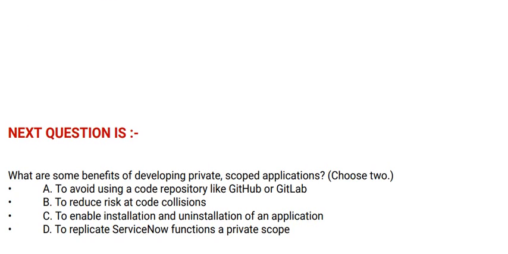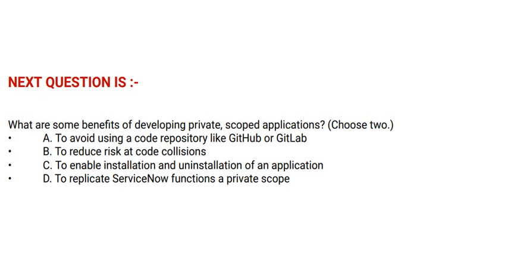Next question is, what are some benefits of developing private scope applications? Choose two options. Option A. To avoid using a code repository like GitHub or GitLab. Option B. To reduce risk of code collisions. Option C. To enable installation and uninstallation of an application. And option D. To replicate ServiceNow functions for private scope. And the correct answer is option B.